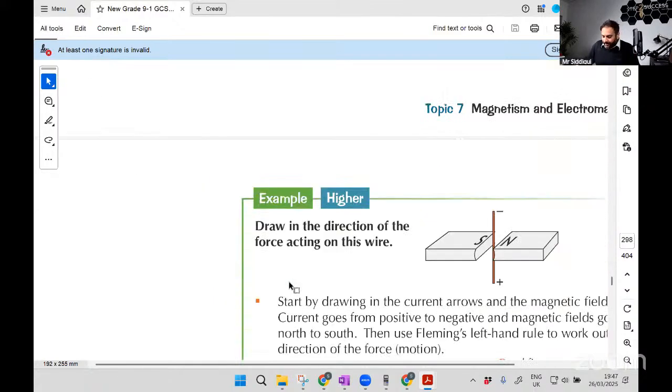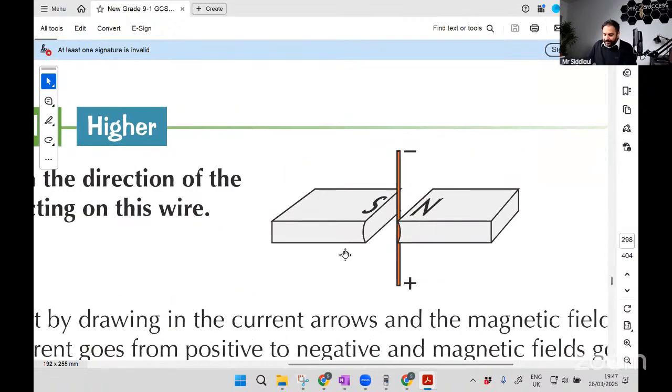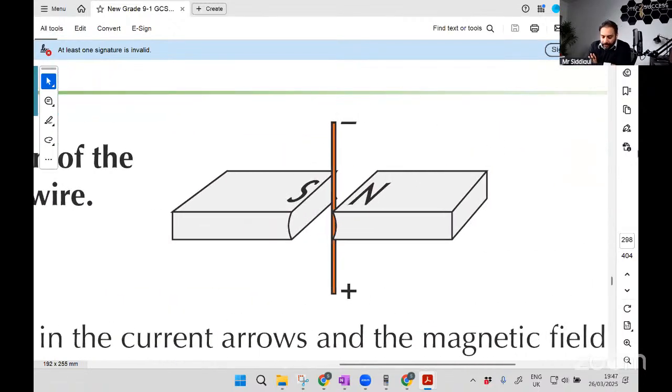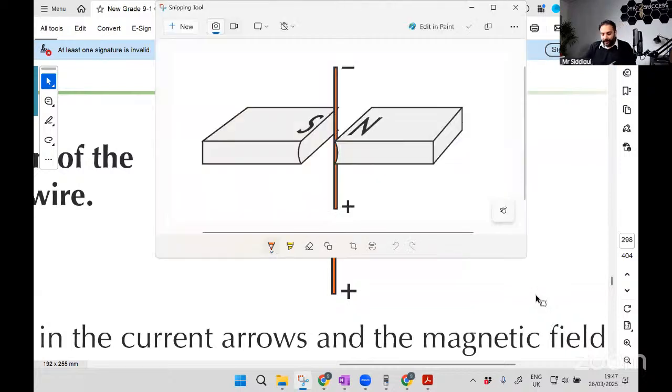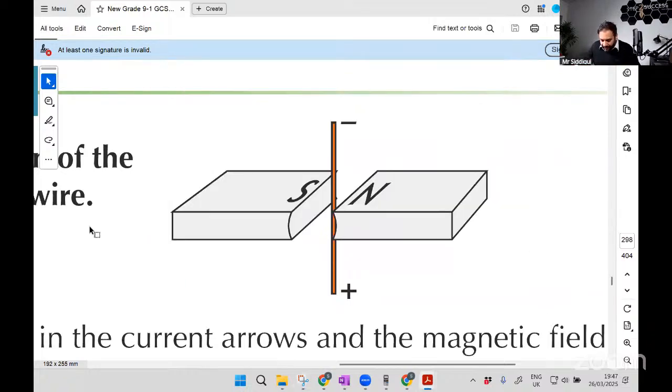So an illustration of that would be here. If I said to you, here is a question, draw onto this diagram the direction in which the wire will go, because it'll experience a force. It will experience a force because if it is carrying a current, once again to repeat myself, there is a magnetic field around this wire. There is also a magnetic field between this north and south pole. Those two magnetic fields interact, and there is a force on the wire. But what's the direction of the force on the wire?